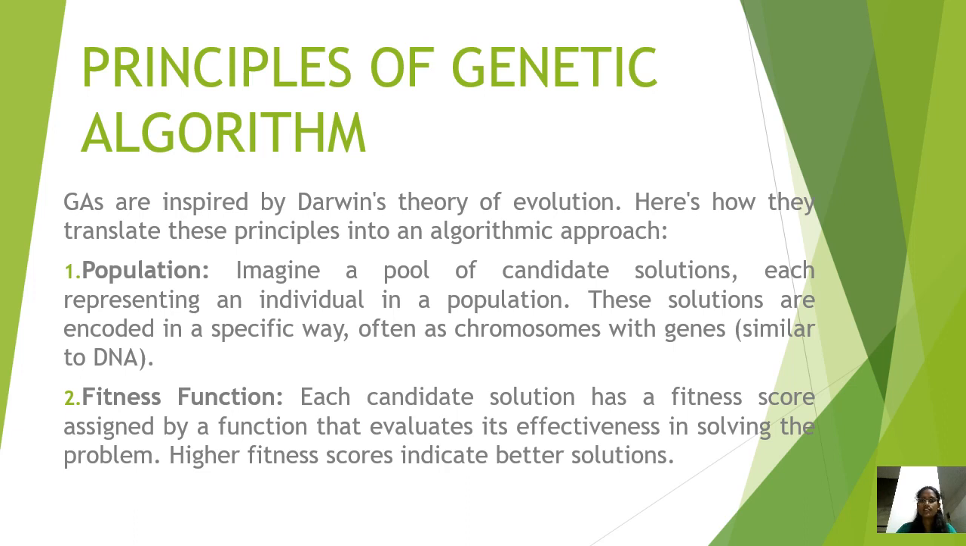a group of candidates, where each person represents an individual in a population. These solutions are encoded in a specific way, often as chromosomes with genes, similar to DNA. The population is one of the principles of a genetic algorithm.